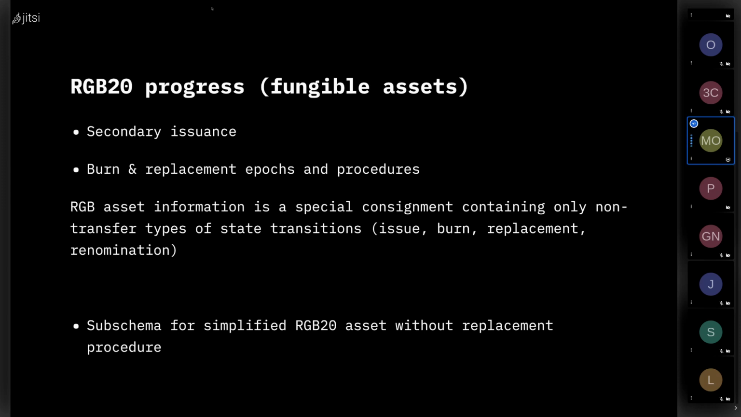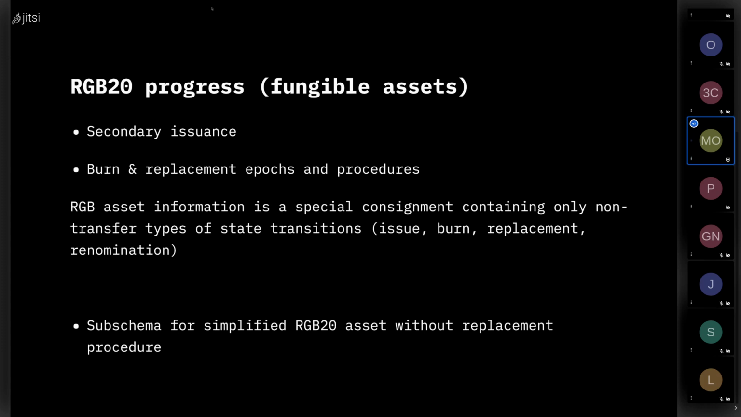And we finally implemented what we were calling subschema, where you can have a generic root schema for RGB20 assets, for instance. This is a large schema defining a lot of different forms of operations, very complex operations even. And subschema is basically a restricted version of the root schema, removing some unnecessary functionality, such that asset issuers can do something simpler than the generic case.